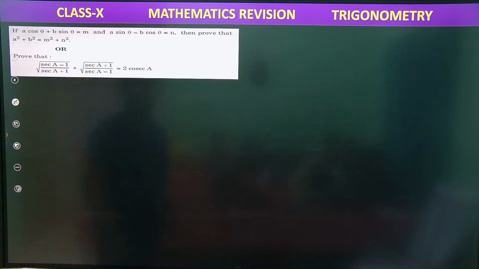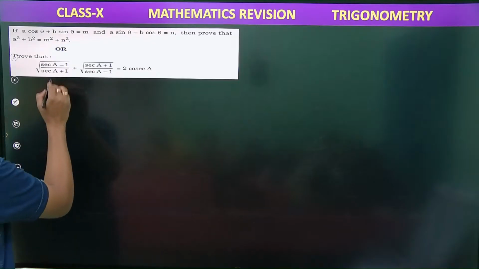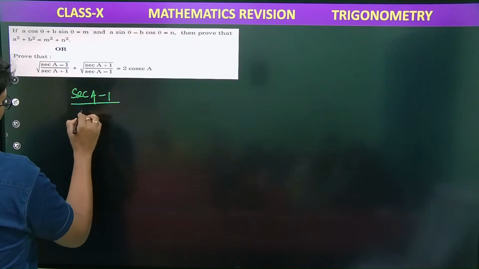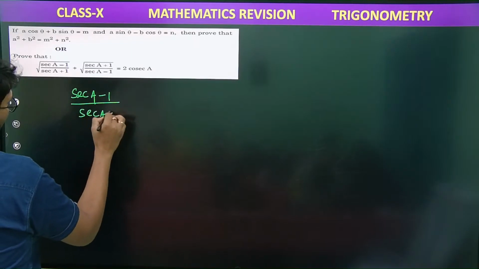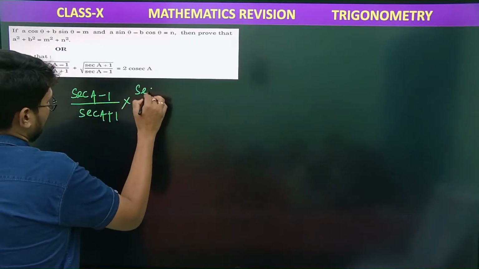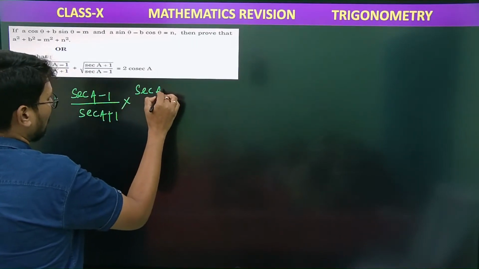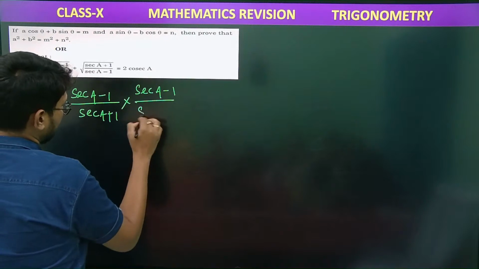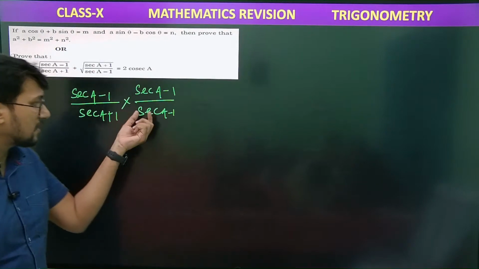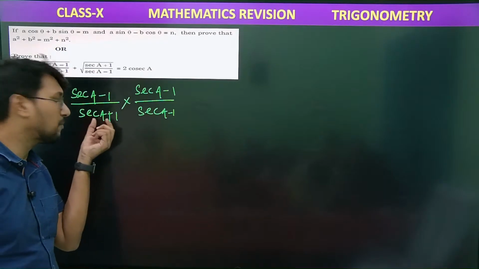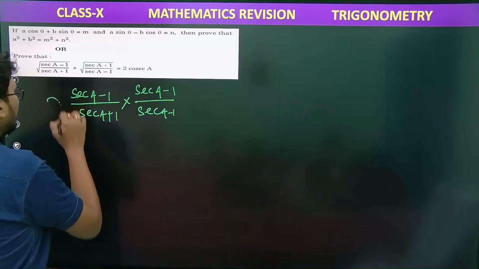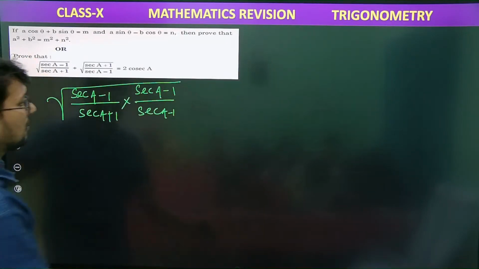Over this question? Tell me. Yes, sir. Second one, how much you have multiplied? Sec a minus 1 by sec a plus 1. You have multiplied how much? Sec a minus 1 by sec a minus 1 you have to multiply. This sec a minus 1 is known as the conjugate of sec a plus 1. Whatever is in the denominator, you have to multiply the conjugate of that, and it is under square root. Clear?